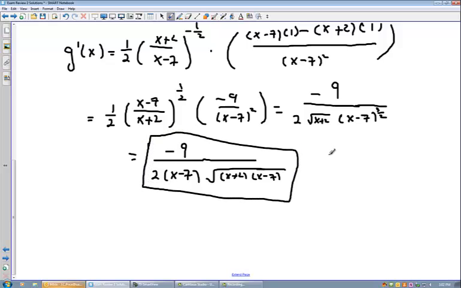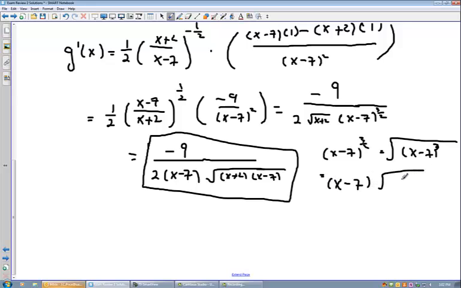Remember this x minus 7 to the 3 halves. It really means what? It means the square root of x minus 7 cubed. And because it's cubed, you can pull out one of the x minus 7s, because the square root of anything squared is what's inside there. So you can pull out one of these, get x minus 7, times the square root of x minus 7. And then that square root of x minus 7 can combine with the square root of x plus 2 to get the square root of x plus 2 times the square root of x minus 7.